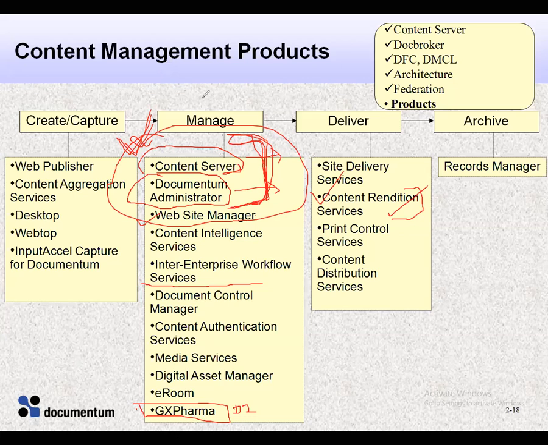For managing, we have different software. Content server we discussed, and Documentum Administration we will discuss. Web Publisher is for managing your content on the website, and it is a product in itself. Content Intelligence Services is also there.